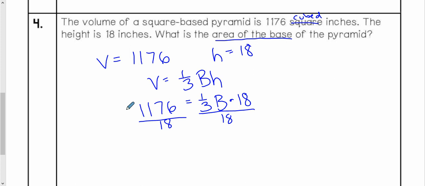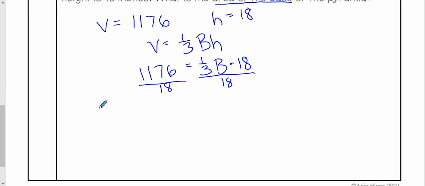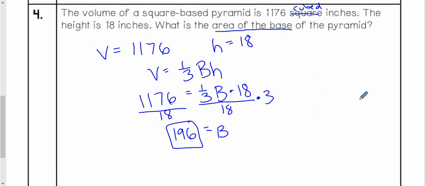Now, it's not an amazing number. Like, I don't want to divide 1,176 by 18, but I have a calculator. Oof. And I get 65 1/3, which is not super fun. But I can multiply by 3 to make that even better, because getting rid of times 1/3, if you multiply by 3, all that's left is B. If I multiply by 3, I get 196. That's the area of the base of the pyramid. Oh, and that's in square inches. Inches squared.